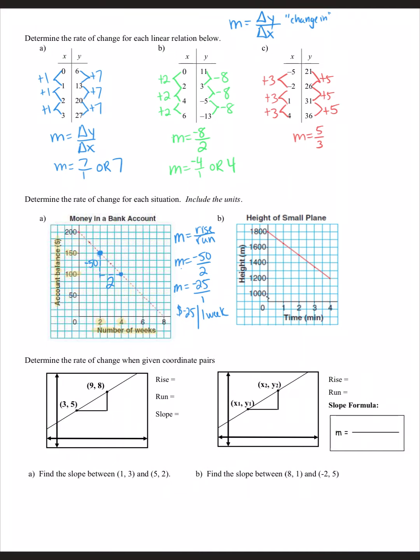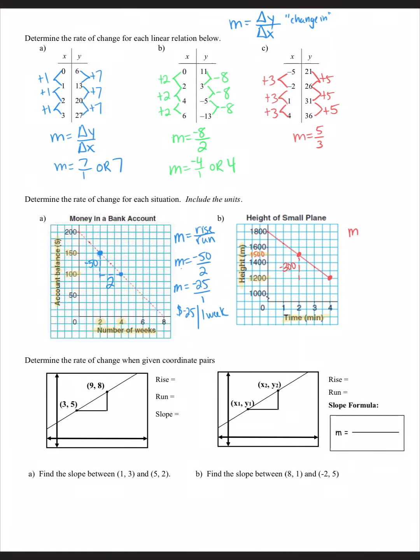So now we have the height of a small plane, and we're looking at the height over the time, so meters per minute in this case. If we take a couple of points here, let's take this point, which looks like it falls on a nice number, and we'll take this last point here. My rise looks like I'm starting at about 1500. We'll just highlight where we started, right? That point starts at 1500 and goes down to 1200, so it's decreasing by 300.